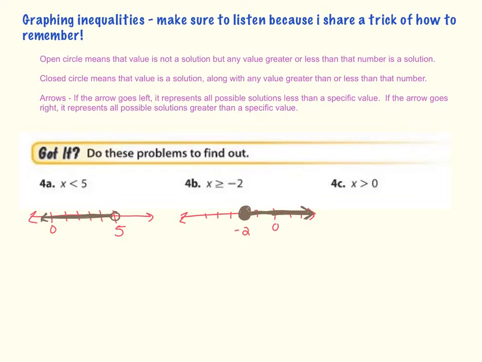All right, try the last one on your own. Pause your video. Okay, since it was only one part to that symbol, that's why your circle is open, and all solutions to the right of 0 get represented with the arrow. Okay, move on.